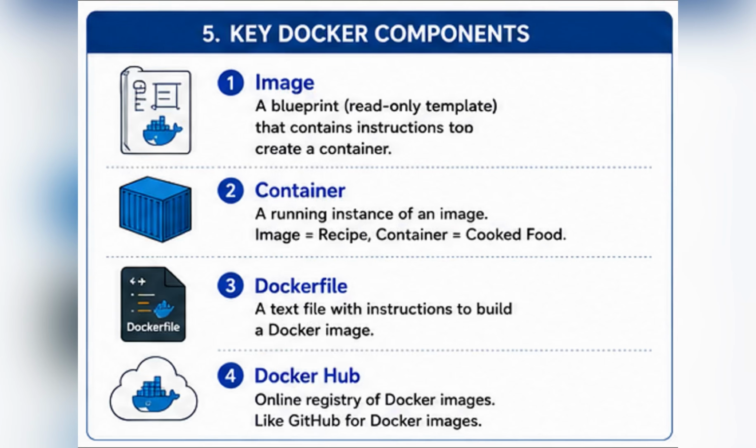Dockerfile. A Dockerfile is simply a text file. Inside it, we write instructions such as start with Ubuntu, install Python, install FastQC, copy my scripts. Docker reads these instructions and automatically builds an image. Docker Hub. Docker Hub is an online library. Think of GitHub, but instead of source code, it stores Docker images. Thousands of ready-made images are already available. Ubuntu, Python, R, MySQL, Jupyter, bioinformatics software.